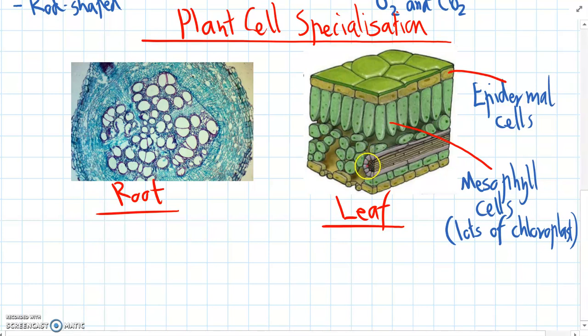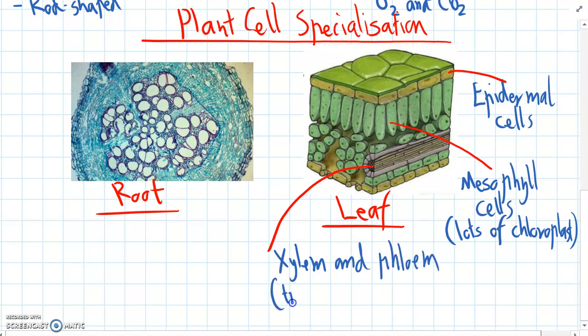And then we can also see these bundles of cells running through the leaf, and these are like the veins for animals. These are called Xylem and Phloem cells. And the job of these cells is they're hollow and they're like pipes, and they transport water and food all through the plant, just like the veins in animals.